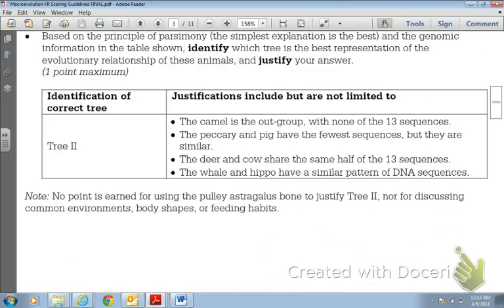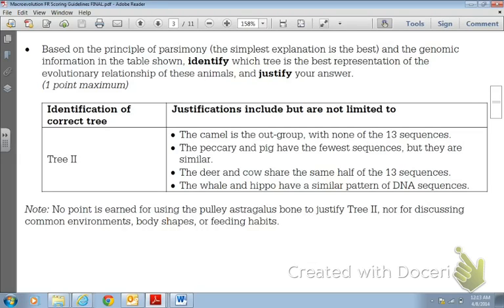Okay, the next part. Tree 2 is best, and you had to justify. Okay, that part is only worth 1 point. In order to get that 1 point, you had to get both tree 2 and the justification. So that point is really hard to get.